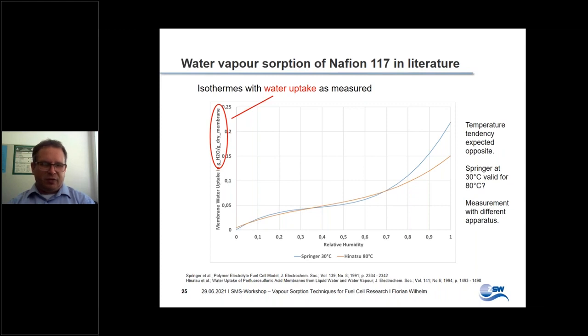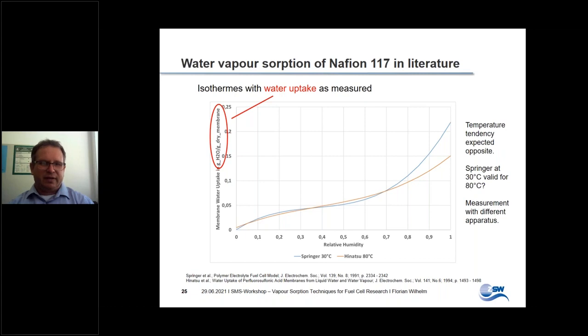There is a second publication which is quite often cited for this subject, that is Hinatsu and colleagues. They also measured the membrane water uptake a few years later, employing the same material, and as you can see, they obtained at 80 degrees Celsius a much flatter curve. So for the low RH values, both curves agree quite well, but for high RH, you see significant deviation between both measurements.